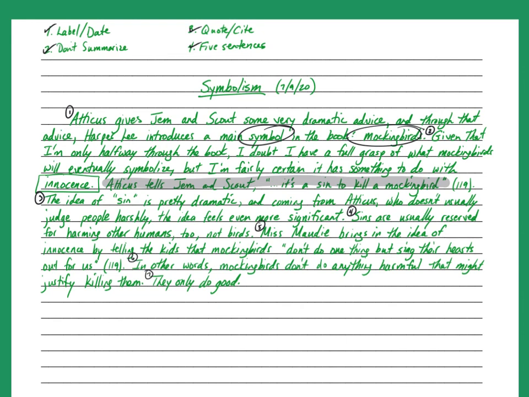So then I say, Atticus tells Jem and Scout it's a sin to kill a mockingbird. The idea of sin is pretty dramatic, and coming from Atticus, who doesn't usually judge people harshly, the idea feels even more significant. Sins are usually reserved for harming other humans, too, not birds. Miss Maudie brings in the idea of innocence by telling the kids that mockingbirds don't do one thing but sing their hearts out for us. In other words, mockingbirds don't do anything harmful that might justify killing them. They only do good. So in other words, mockingbirds have something to do with innocence.